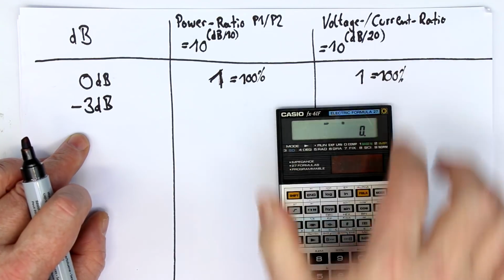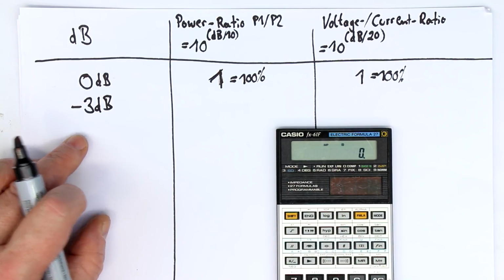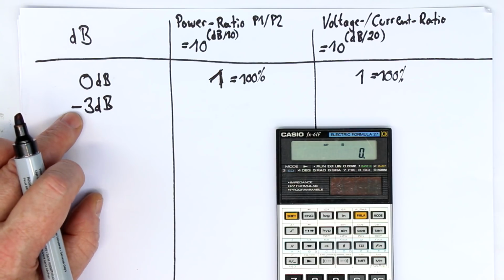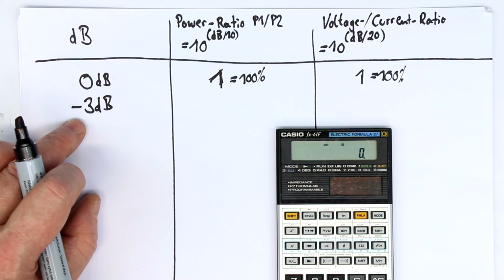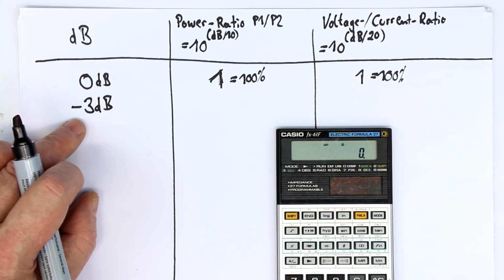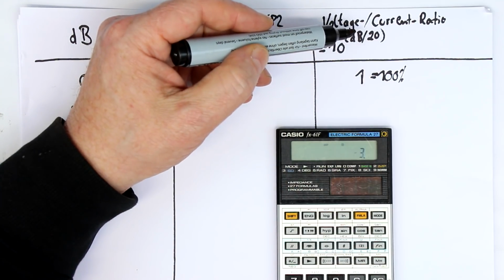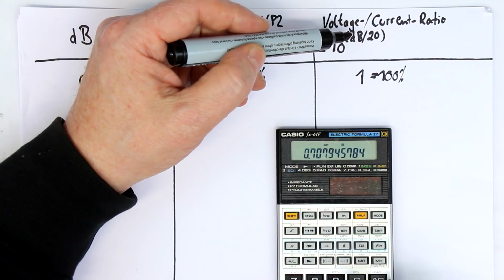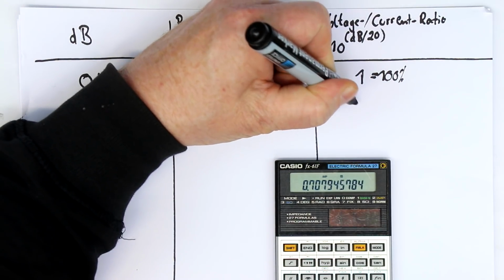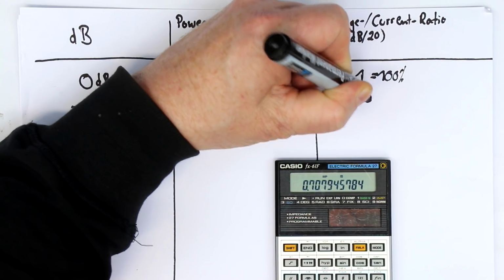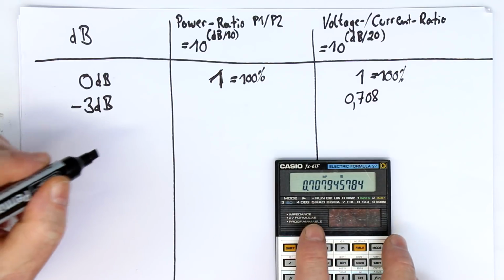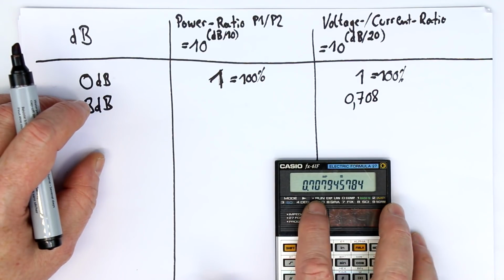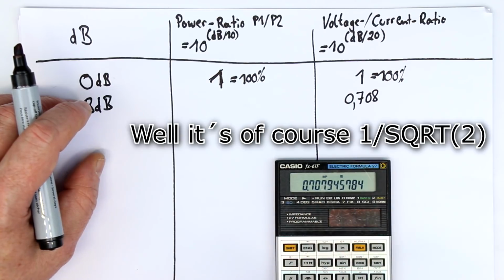And let's start here with the voltage and current ratio. And by the way, we will see that it doesn't matter so much if you take plus or minus 3 dB. Let's take minus 3 dB. I hope you can read it. We divide it by 20 and then raise it to the 10th power, and we get a voltage ratio of 0.708. Well, haven't you seen this number somewhere else? That's the square root of 2. We're coming nearer to solving this riddle.